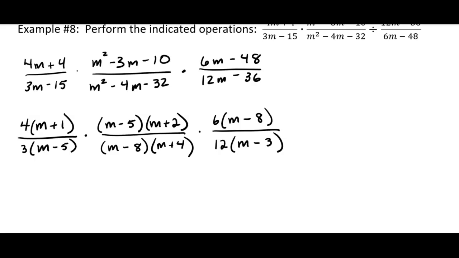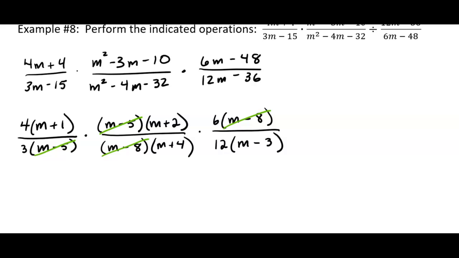Okay, so now comes the fun part where we get to cancel things. So let's look at the binomials first. I have an m minus 5 here and an m minus 5 there. I have an m minus 8 and an m minus 8. Remember that one has to be in the numerator and one has to be in the denominator in order for them to cancel. So unless I made a mistake, I don't think I did, that's all that's going to cancel there.